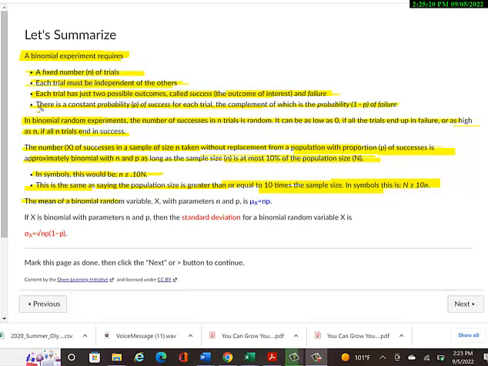The mean of a binomial random variable, capital X, with parameters n and p is n times p. If X is binomial with parameters n and p, then the standard deviation for a binomial random variable, capital X, is this little formula here. So we have these 2 formulas we saw on a previous page.